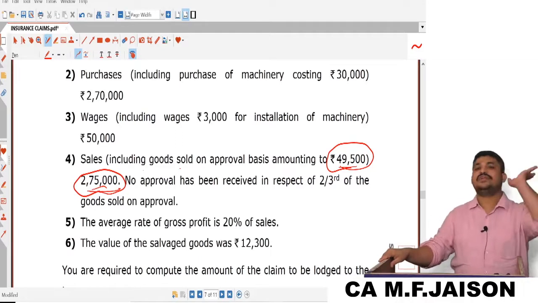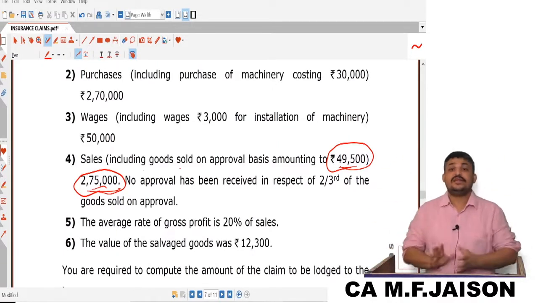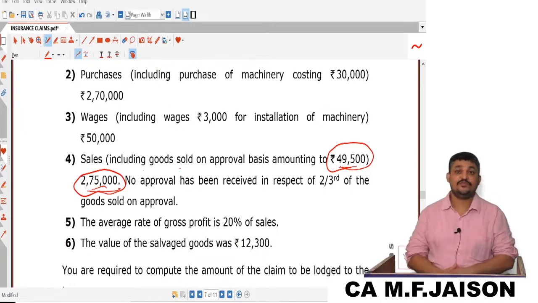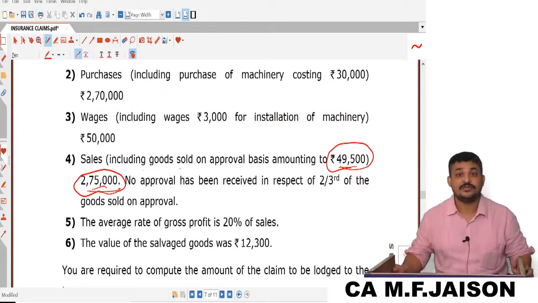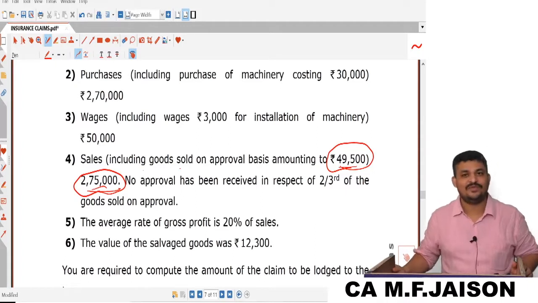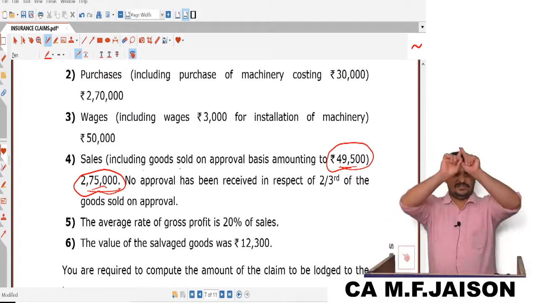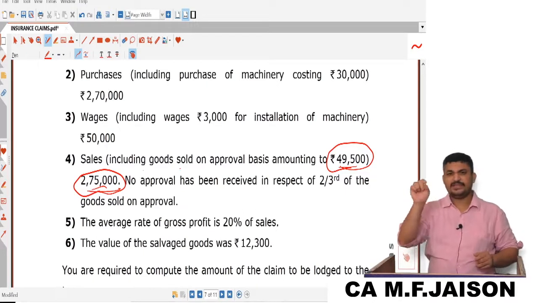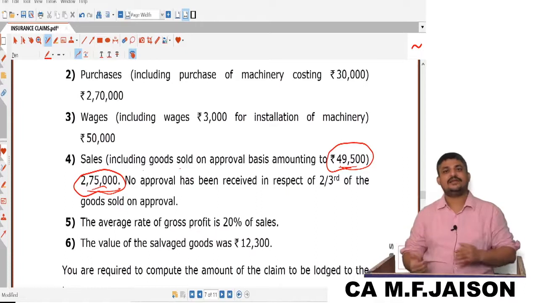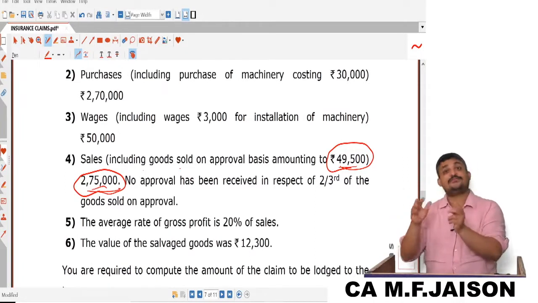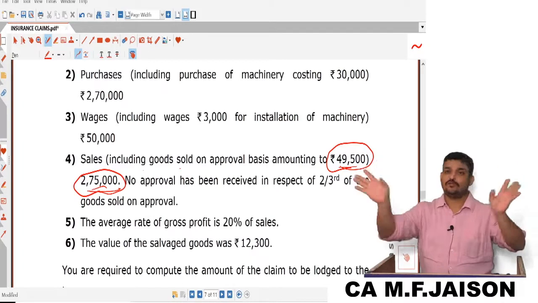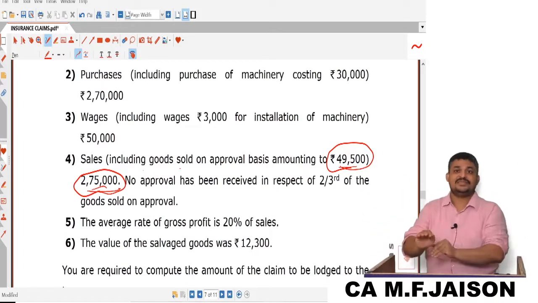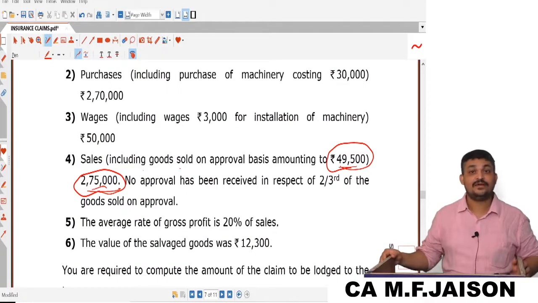So first, 49,500: 1/3 sold, no problem, don't do anything. 2/3 not sold: remove from sales and include it as stock with customers. This is what we are going to do. I hope you are following this. I have explained how to account for a regular sale or return transaction. In this question, they have accounted 49,500 as sales, but later they say 2/3 approval is not received, which means 1/3 approval is already received. 1/3 already sold, no problem. 2/3 not sold: reverse the sales entry and include it as stock with customers.